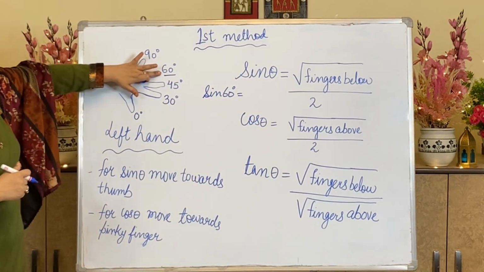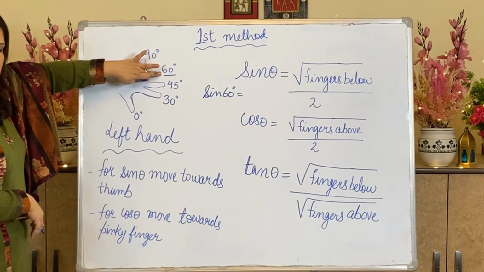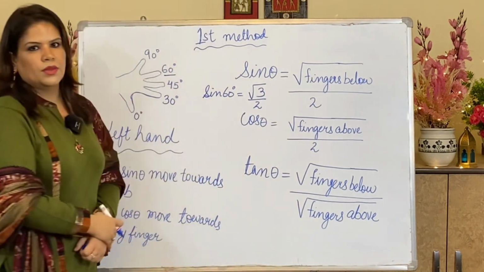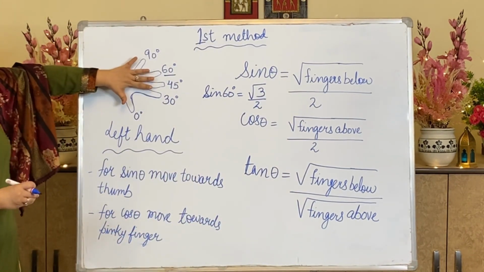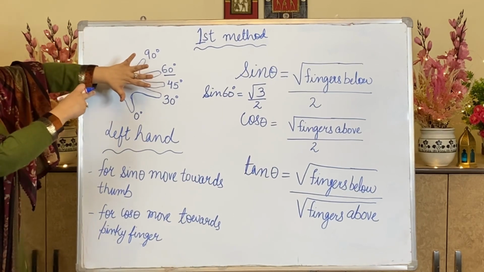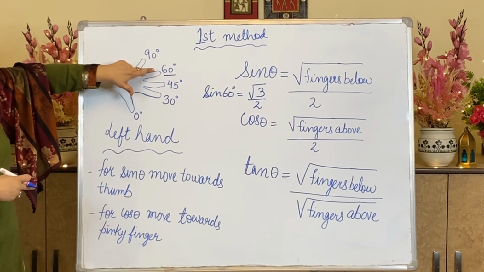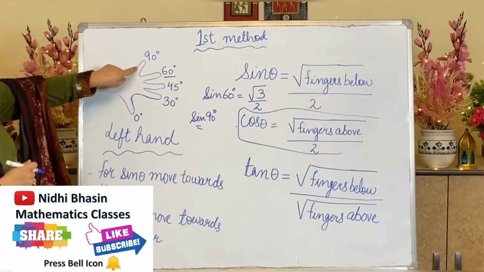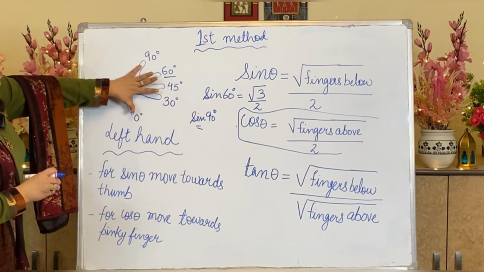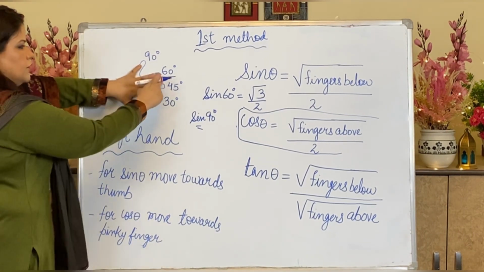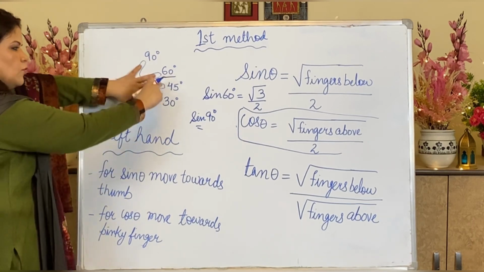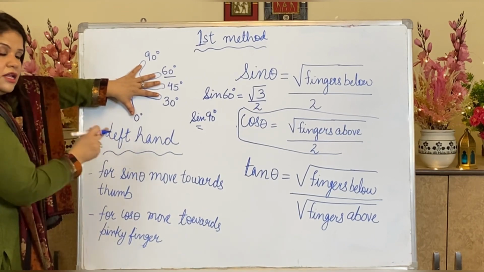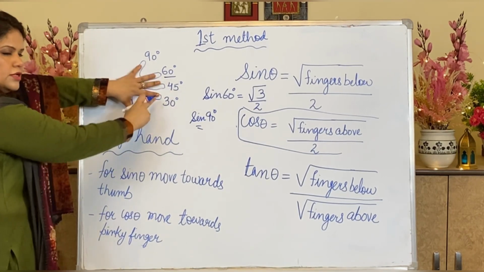So this is my 60 degree. 1, 2 and 3 are below that. So I will be writing root 3 by 2. Because I am moving towards the thumb, I will be counting fingers below that theta value. Theta is 60 here. Sine 90 is over here. How many fingers are below this? 1, 2, 3, 4. And you can see that I am moving towards the thumb. This is just a way of remembering this, that for sine we check fingers below or we move towards the thumb.